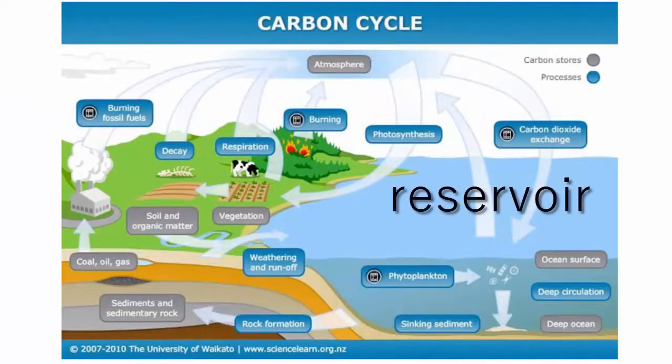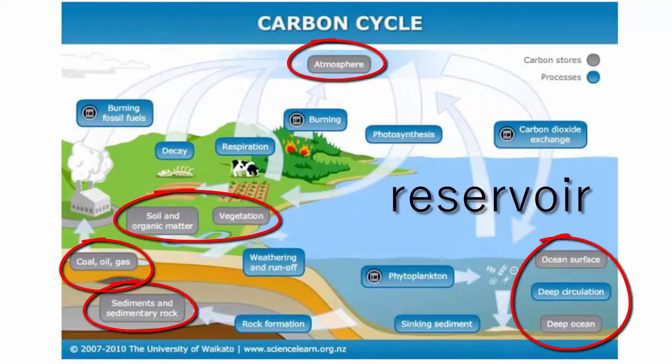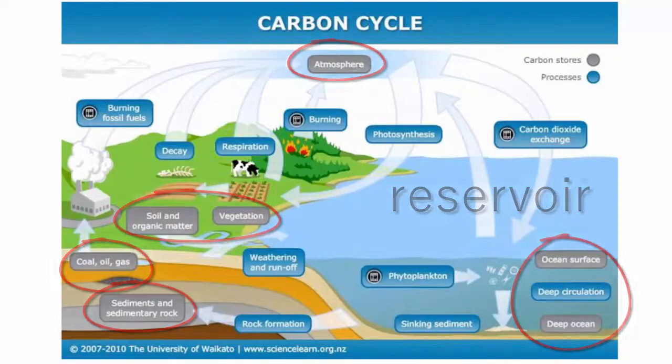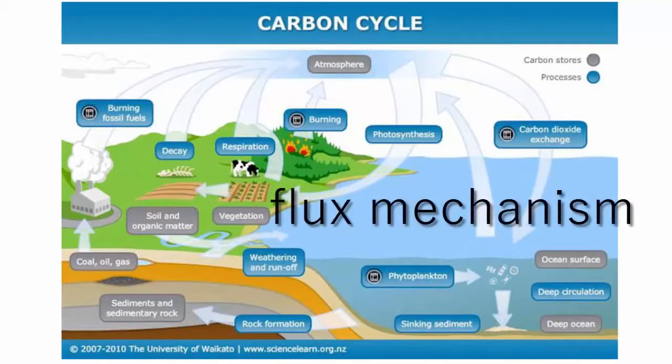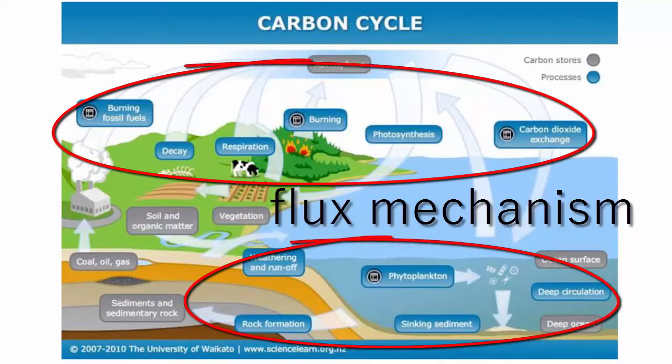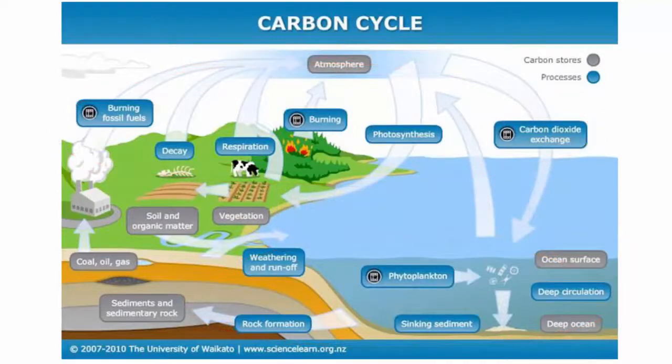Reservoirs, then, are the things in this cycle that actually store the carbon. So things like the atmosphere, coal, oil, and natural gas that's inside the Earth. The deep ocean can do it. Organic matter, vegetation. They all have carbon in them, so carbon is stored there. The ways that carbon moves between those reservoirs are called flux mechanisms. So now we're talking about things like photosynthesis, burning of fossil fuels, and respiration. So it's natural for carbon to move through the cycle. It takes a very long time, though.